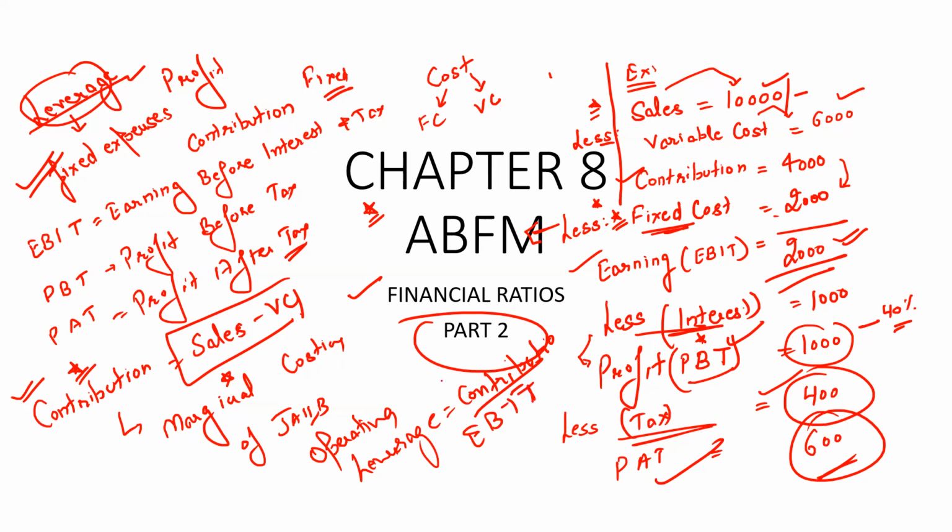So what is that? Contribution here is 4,000, EBIT is 2,000. So it comes out to be 2:1. Operating leverage here comes out to be 2:1. Basically that is contribution upon EBIT, we are just putting the values here.